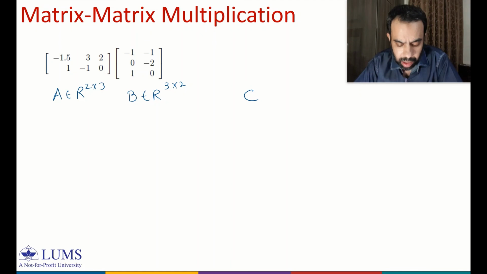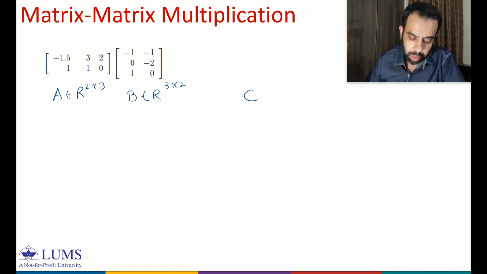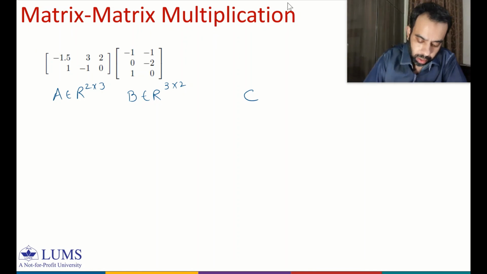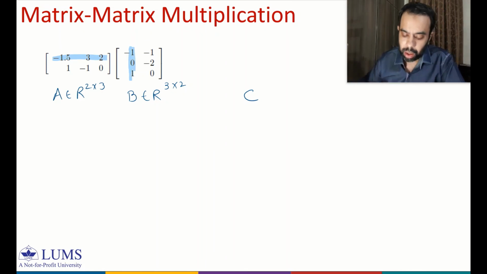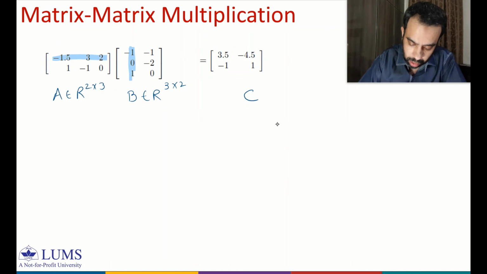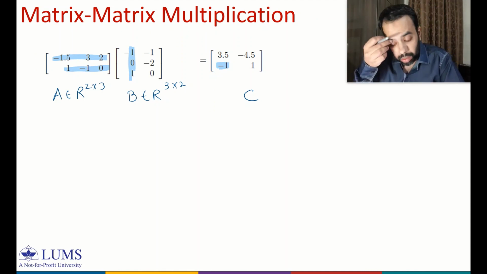So what about the first entry of C? That will be given by minus 1.5 times minus 1 plus 3 times 0 plus 2 times 1. So you simply take the inner product of the first row of A with the first column of B, and if you continue this, you get this C. For example, this minus 1 is simply given by taking the inner product of the second row with the first column. So 1 times minus 1 is minus 1, times 0 is 0, 0 times 1 is 0, and when you add these all, you get minus 1.